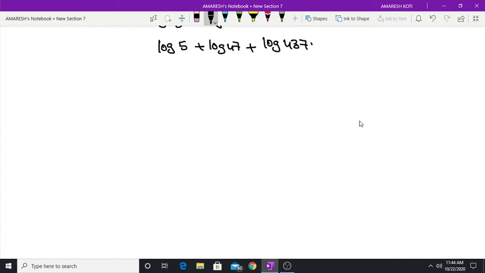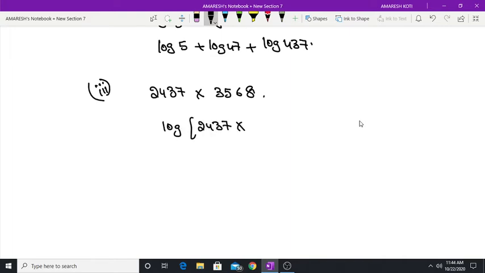I will explain the third sum also. Log of 2437 into 3568.